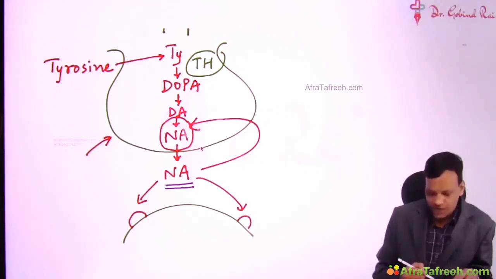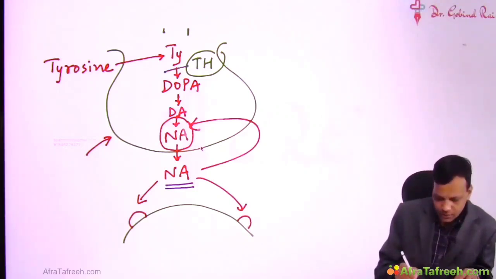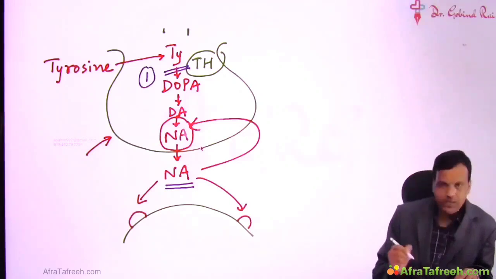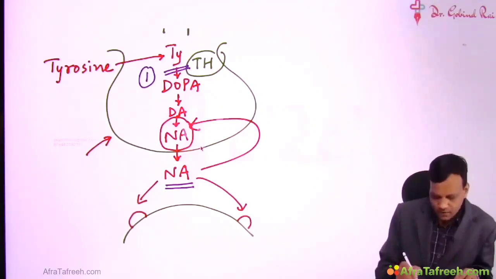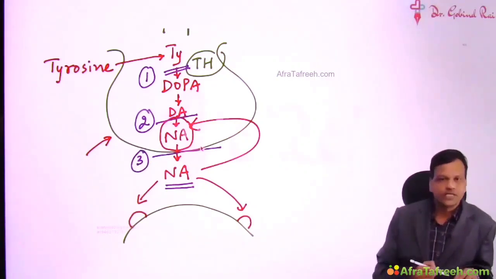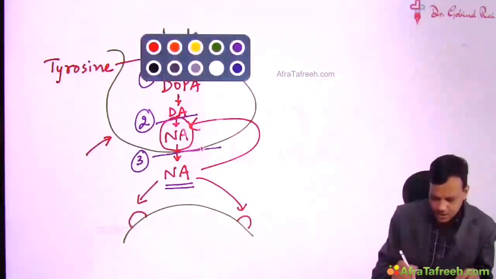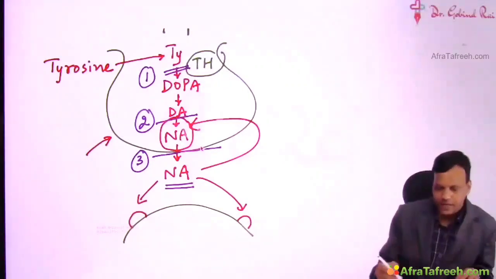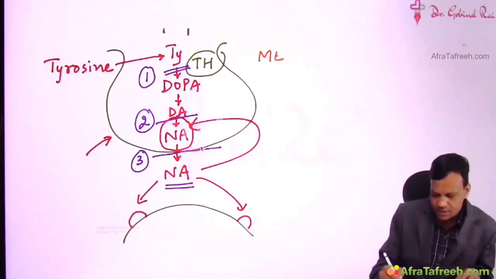And what are the options we have? The options are, we can inhibit the rate limiting enzyme, tyrosine hydroxylase. We can inhibit the entry of dopamine in the vesicle, and we can inhibit the release of noradrenaline. So there are three drugs we can use which decrease noradrenaline in the synapse. The drug which inhibits the tyrosine hydroxylase enzyme is metyrosine.